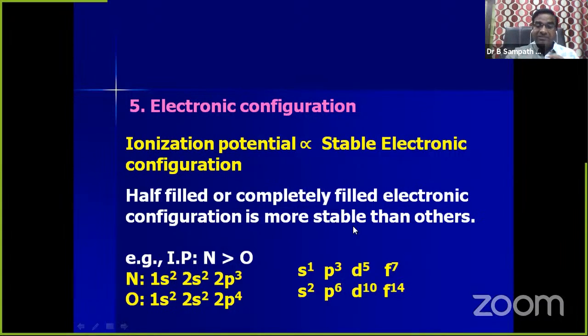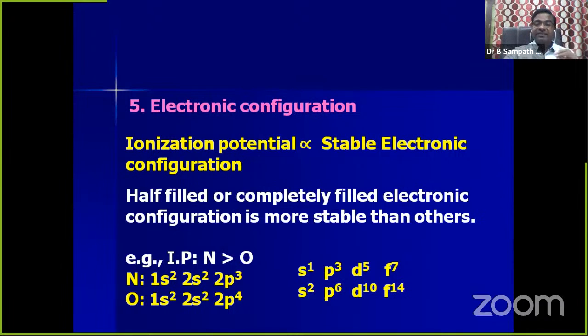How many p orbitals do we have? 3 p orbitals, that is px, py, pz. Each of those 3 p orbitals accommodates 2 electrons. Since we have 3 p orbitals, 3 into 2, totally 6 electrons it can accommodate at maximum. In the same way, d orbitals. We have 5 d orbitals. What are those 5 d orbitals?